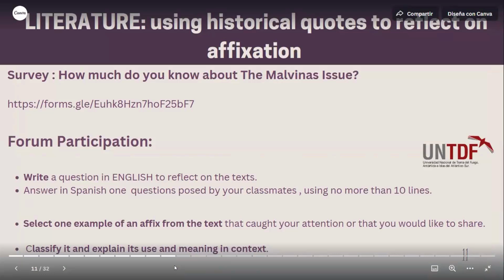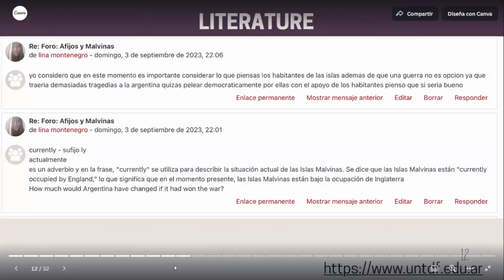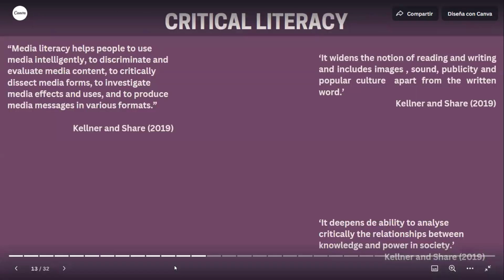The exercise is very simple, doing a survey first. How much do you know about Malvinas issues, right? With a Google form, a forum participation, and after the forum participation, in which they have to write a question, right? To answer in Spanish, they select the affix that we are learning, right? In these courses of lectocomprensión that I teach there. Okay, there are some answers.